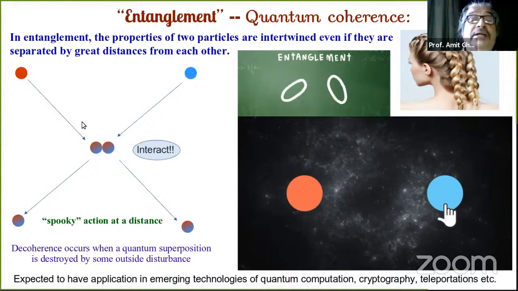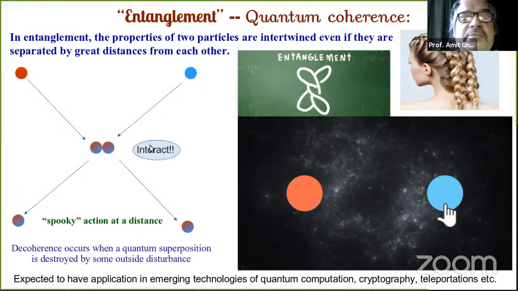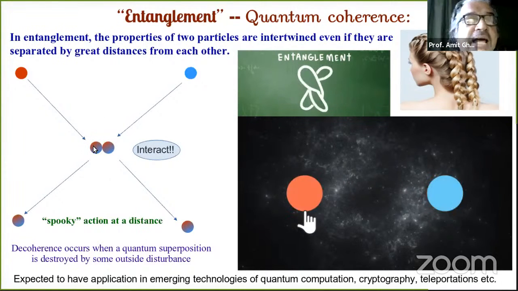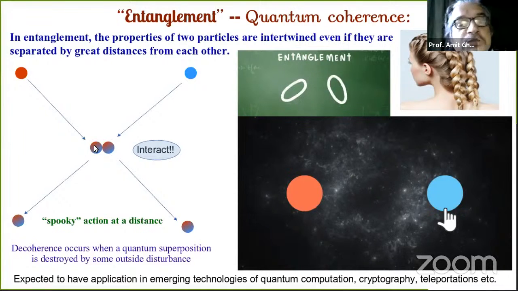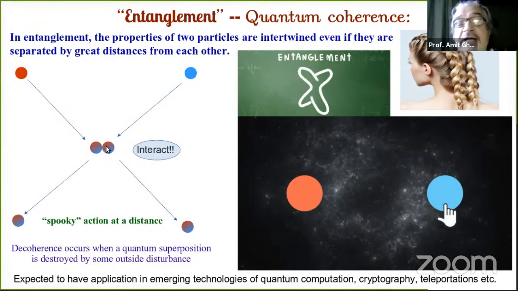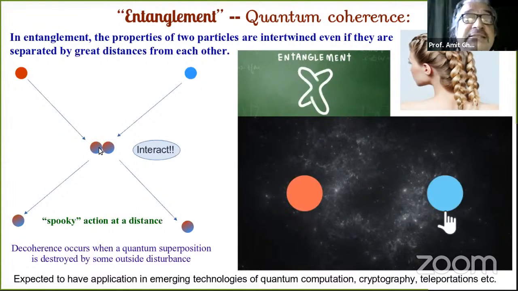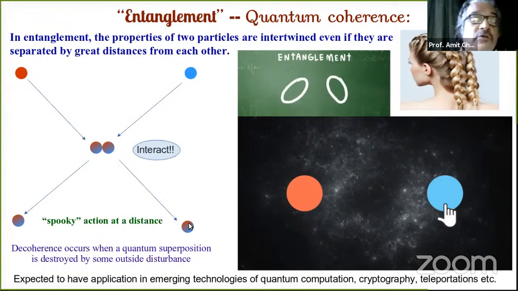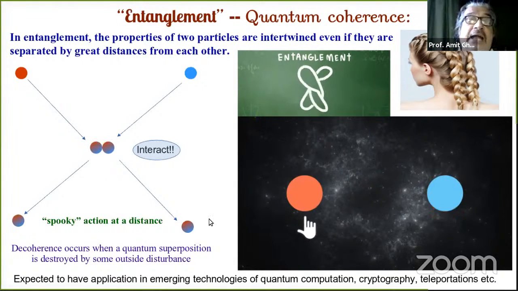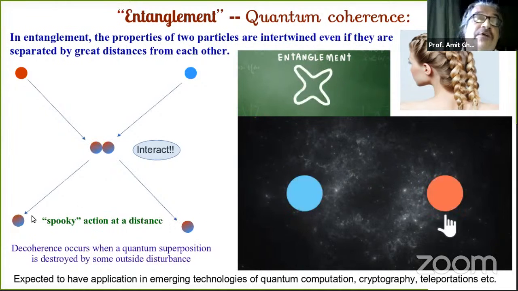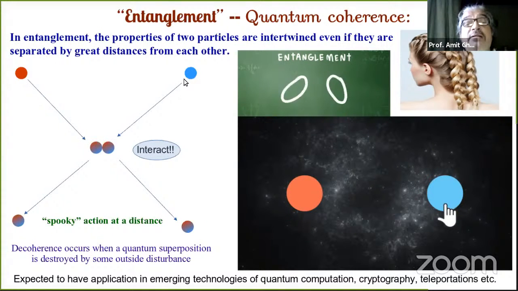They get intertwined by some interaction, and once that happens, the balls become either bluish red or reddish blue, whichever you call. Both of them become like that. The point of entanglement is that once that is done, if you now separate them, take them very far from each other, they remain like that. Just making them go very far from each other doesn't make them blue and red anymore.